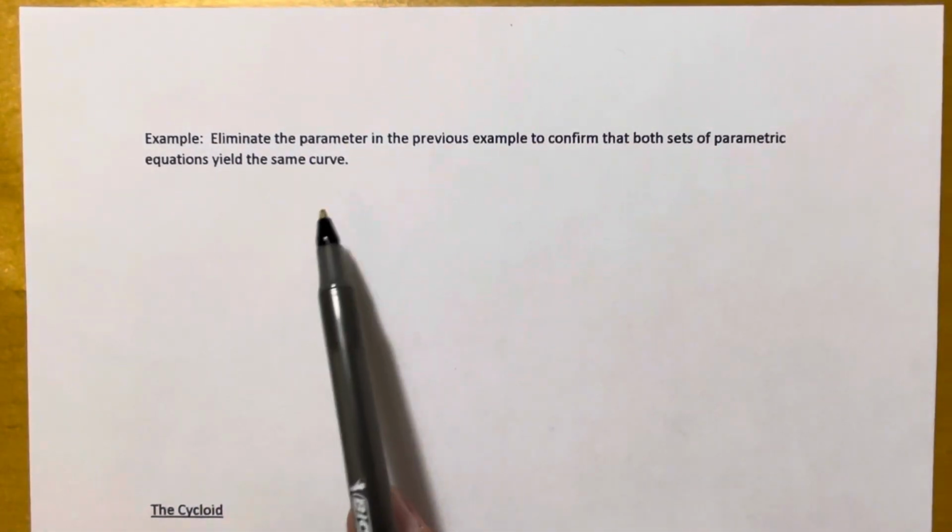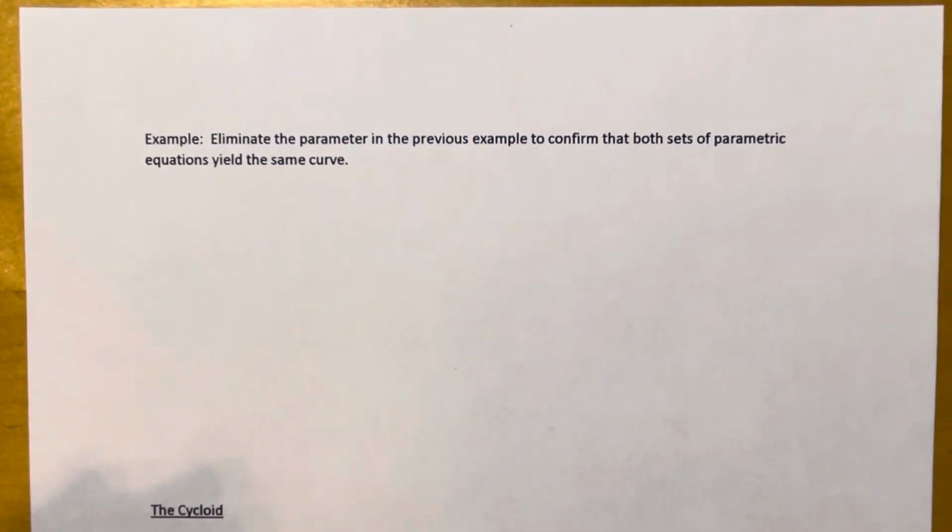So what we want to do here is show how we could have known ahead of time that both of those would have given us the same curve without having to go and plot all those points and do all the work that we did. So this is going to be something that we call eliminating the parameter.